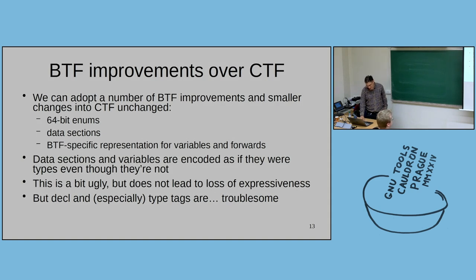BTF improves over CTF as well. It's got bigger offsets, it's got better sections, which are a pile of variable references next to each other. It's got a different representation for variables, which are named type mappings used for non-symbol-table things like the kernel, and a different representation for forwards, which works, we can switch to them with no trouble at all. I don't understand yet quite how the sections work. In particular, if anyone knows whether a variable can appear in more than one data section, or if it's required to appear in exactly one, or if they can appear in none at all, I'd be glad to know, because it affects the API. I don't understand what the rules are.